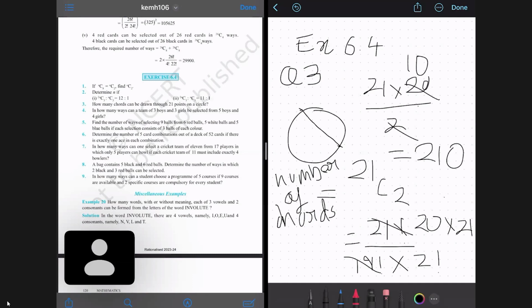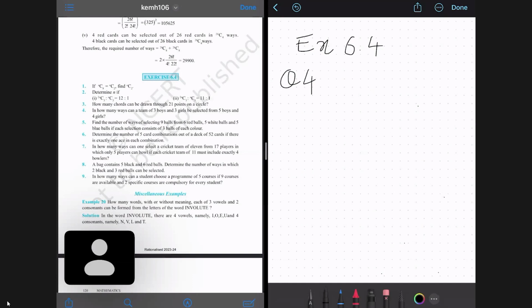Moving on to question number 4. In how many ways can a team of 3 boys and 3 girls be selected from 5 boys and 4 girls? So the total number of boys that I have is 5, and the number of boys that I actually want to select is 3. And the total number of girls that I have is 4, and of these 4, the number of girls that I want to select is also 3. So I can select 3 of 5, which can be expressed as 5C3, and then that could be multiplied by me selecting 3 girls from the 4 girls that are available, and that is nothing but 4C3. And there you have it, your solution itself.